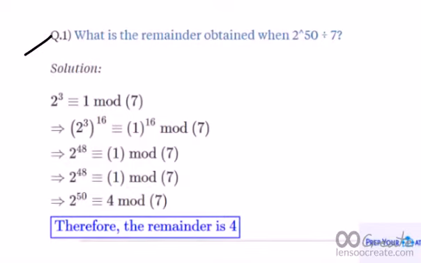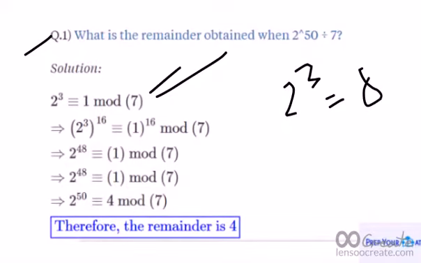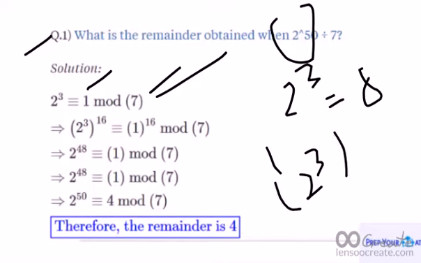Let's go with the first question. What is the remainder obtained when 2 raised to 50 is divided by 7? First of all, we know that 2 cubed is 8. What is the difference between 8 and 7? It's 1. Therefore, the remainder when 8 is divided by 7 is 1. Now we need 2 raised to 50. Therefore, raising to the power 16 on both sides, that is (2 cubed) raised to 16 is congruent to 1 raised to 16 mod 7. Now 1 raised to 16 will always be 1.